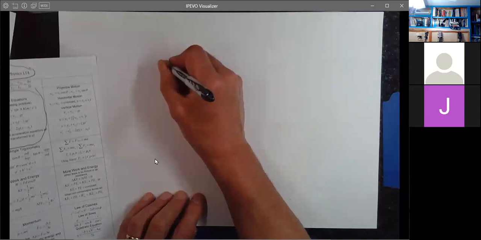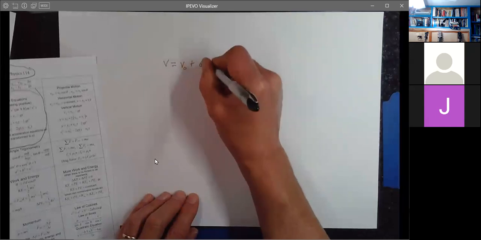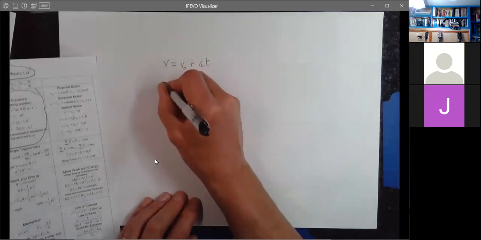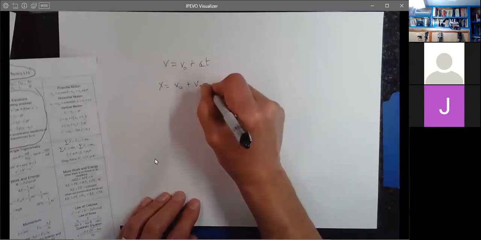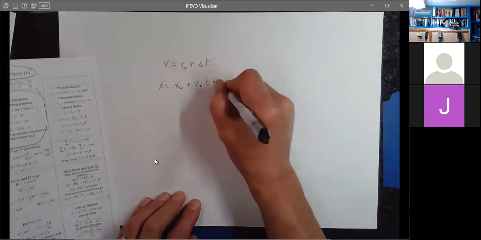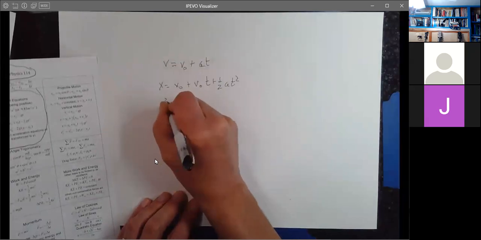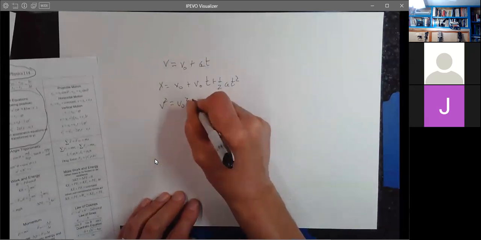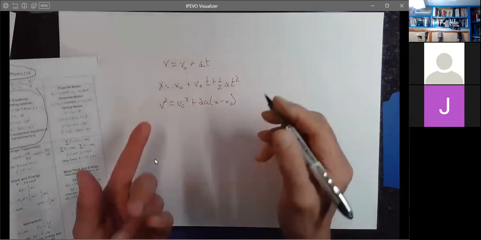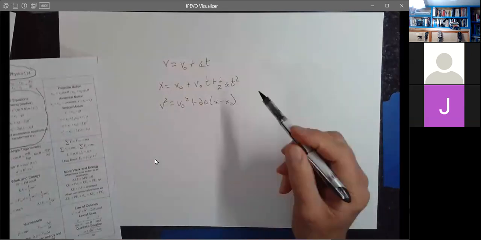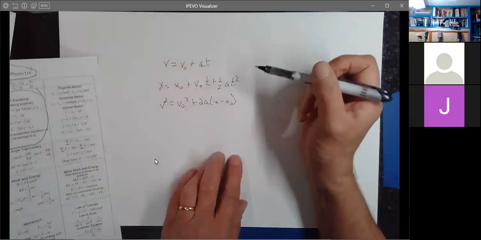For constant acceleration in the x direction, we had stuff like v equals v naught plus at. We had x equals x naught plus v naught t plus 1/2 at squared. And we had v squared equals v naught squared plus 2a times x minus x naught. So those were equations that we dealt with, and I think one way or another we managed to use every one of these equations.